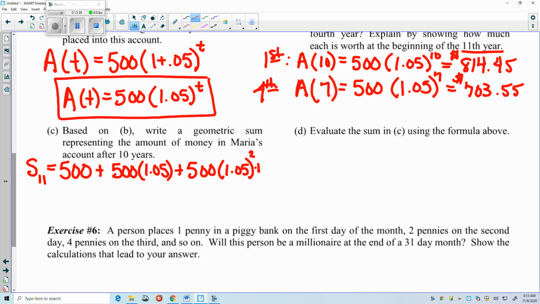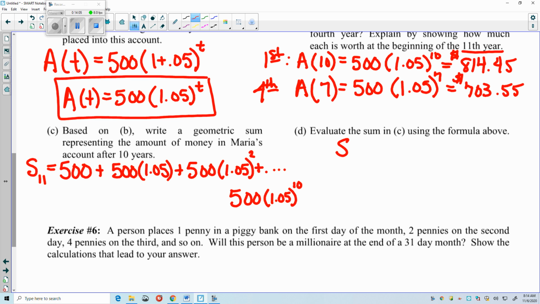And that would go on and on and on until I got to my last year, where I would have 500 times 1.05 to the 10th year. Again, end of 10th year would be like the beginning of the 11th. So it happens 10 total times. Okay, so using that, evaluate the sum in what we just found, but using the formula above, because this would be a pain to have to calculate by hand.